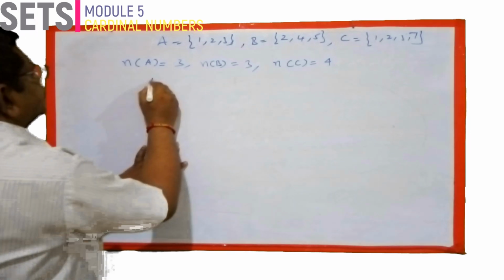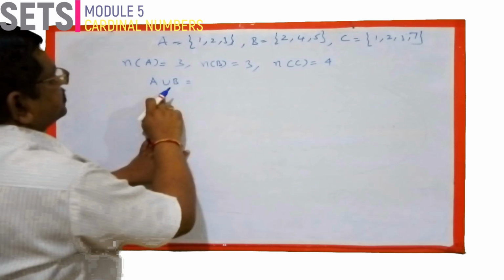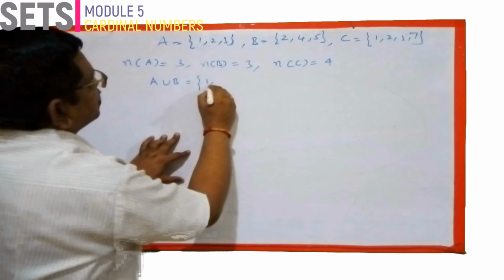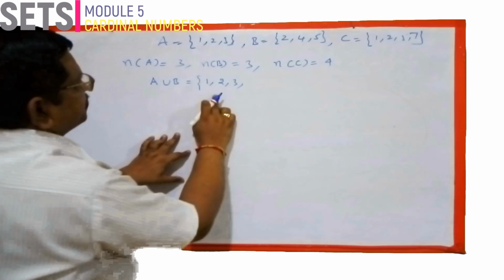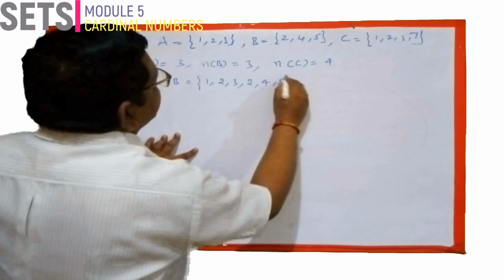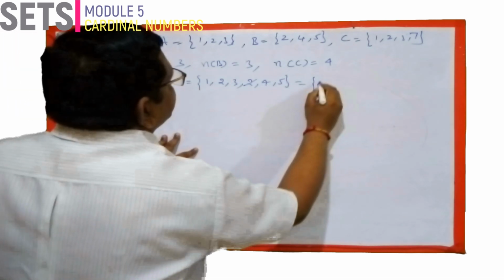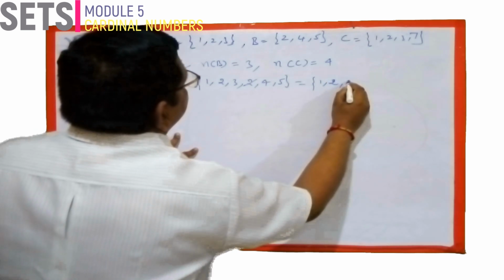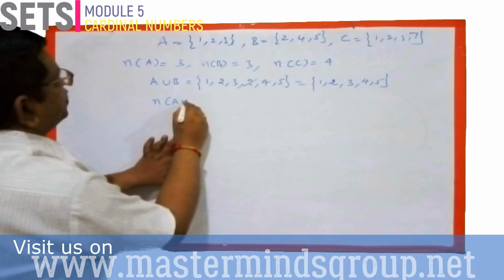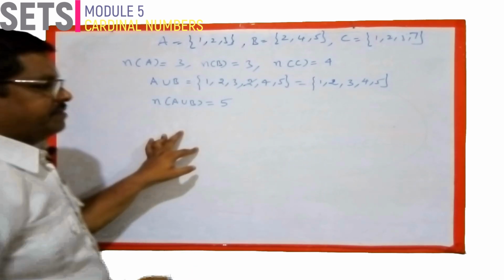Now I am finding A union B for our next explanation. A union B means we have to take all the elements of A and B. First we write the elements of A: 1, 2, 3, and the elements of B are 2, 4, 5. As I told you, the repetition of any element should be avoided. So we get 1, 2, 3, 4, 5. Now n of A union B is a total of 5 elements.